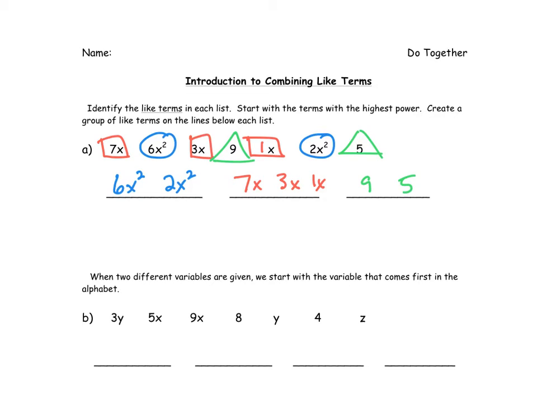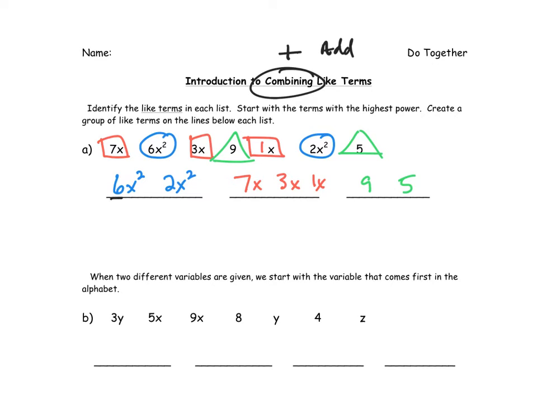So now that we have this, we're going to try to combine the like terms. We've gathered them up, but now what we want to do is put them together. And when you hear the word combine, I hope you think about the word adding. We're going to add their coefficients.